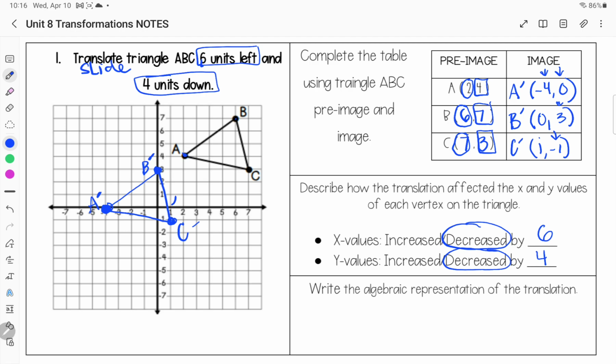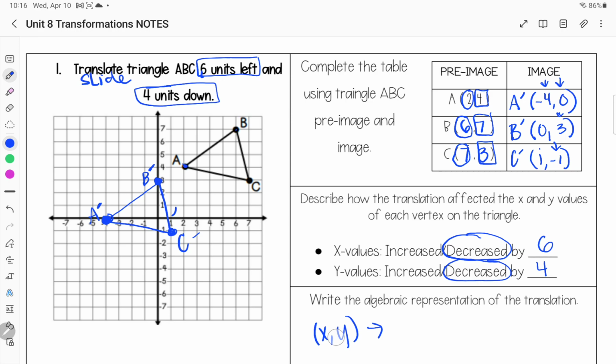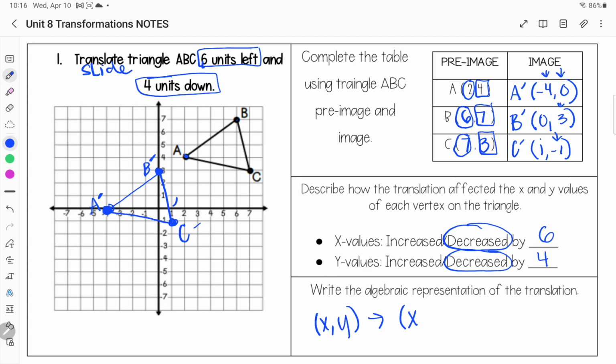So now we're going to write algebraically what we did. We took our original x and our original y. When you write algebraically, you don't have to show this part every time. You could just show what we're going to do now. I'm just showing you. Each x value, we went left 6 units. So left means that we're going negative 6.